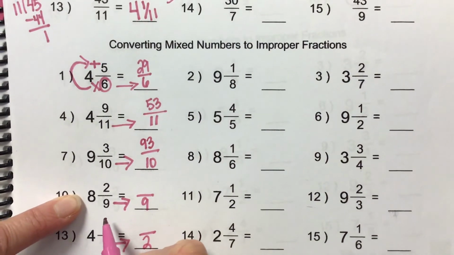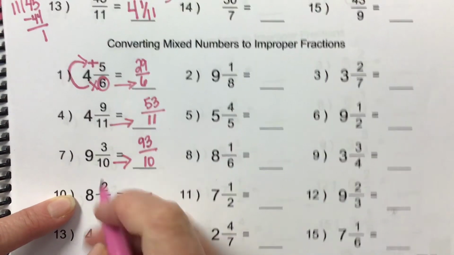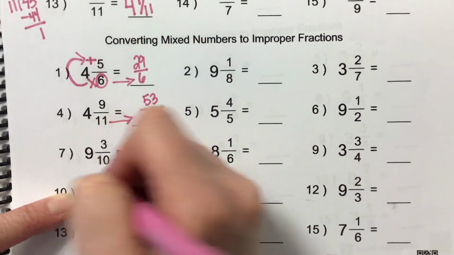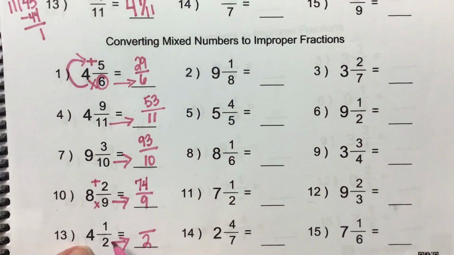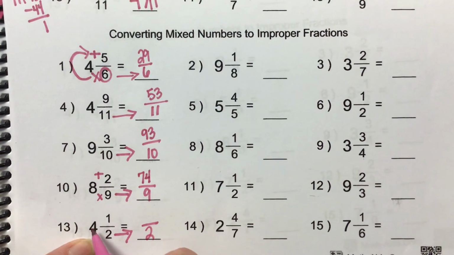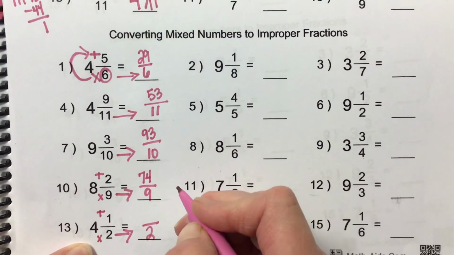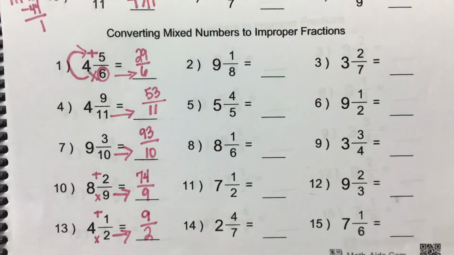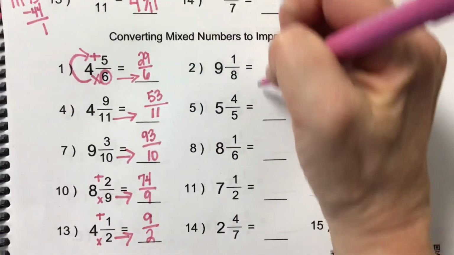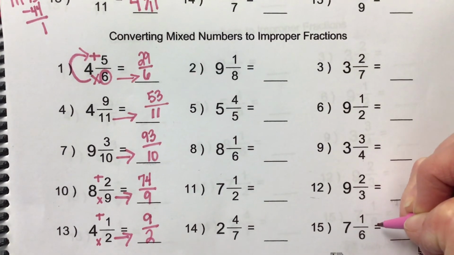Okay, other Lexi. 9 times 8 is? Plus 2 is? 74. Okay, Chloe, 2 times 4 is? Plus 1 makes it 9. 9 halves. Okay, we're going to do the same thing. I'm going to let you work on this one with the partner. We're going to keep this available for practice tonight.